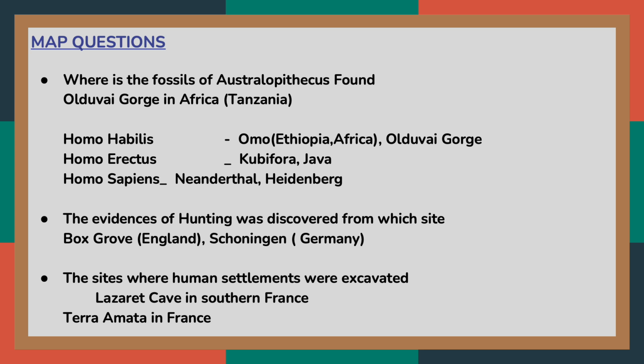Second one is, the evidences of hunting were discovered from which site? That is Boxgrove, England. And the third question is the sites where human settlements were excavated, and that is the Lazaret Cave in South France and Terra Amata in France. Try to locate these places on the map so it will be easier for your exam.